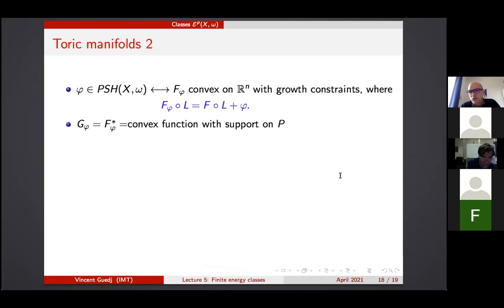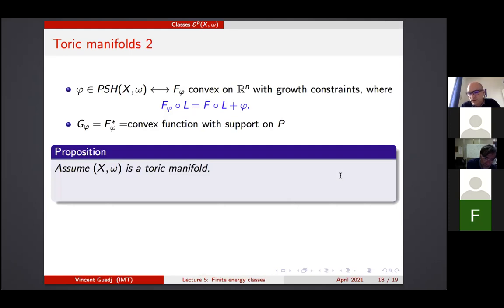Now, if you look at the Legendre transform g_phi, what you end up with is a certain convex function with support on P. What it means, the notion of support here, you should understand that this Legendre transform will be plus infinity in a huge set, and the place where it is finite is contained in P. So it could be plus infinity in a large part of P, but it is certainly plus infinity outside of P.